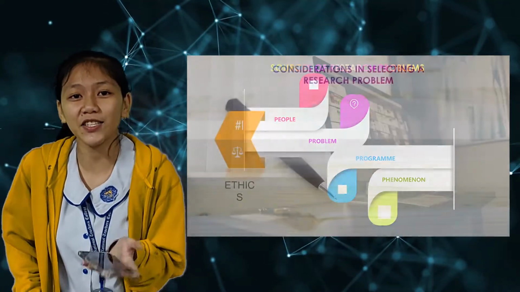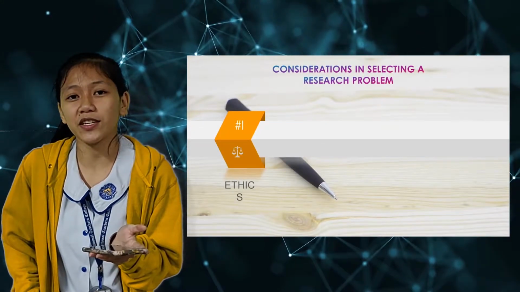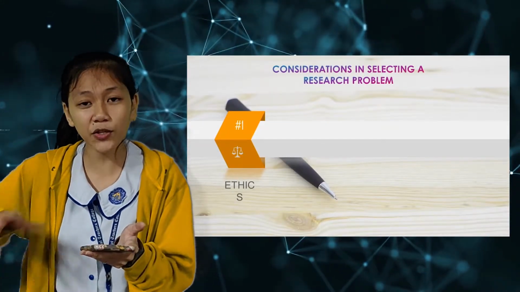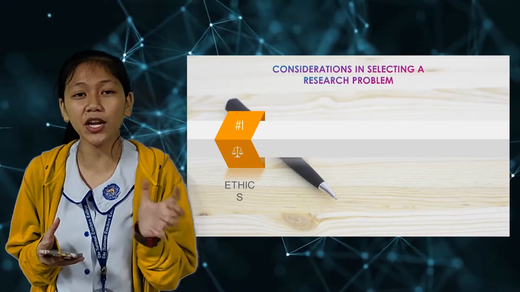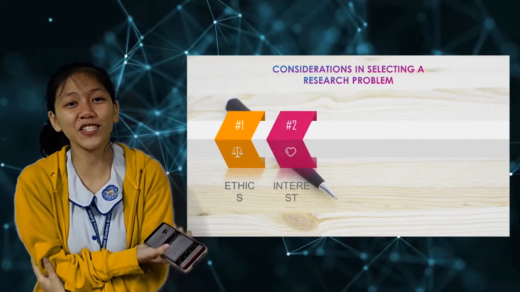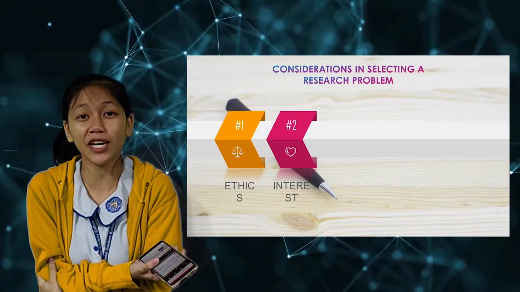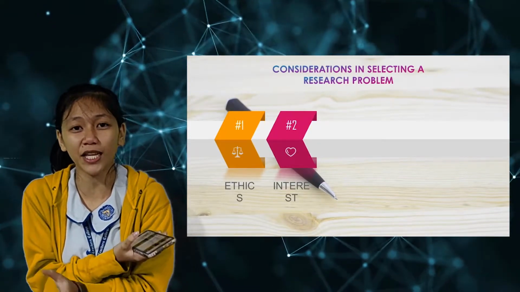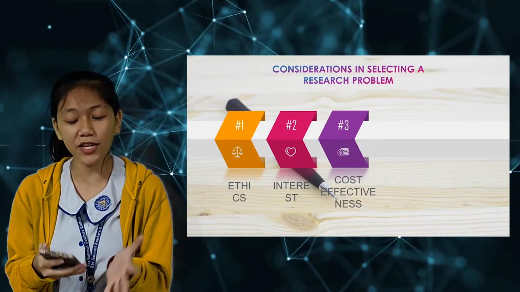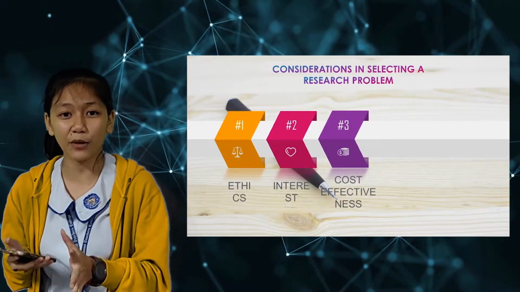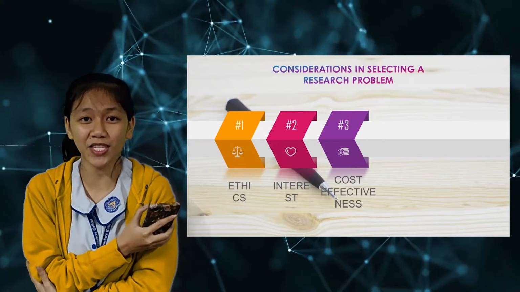In formulating a research problem, there are 5 things to consider. First is the ethics. We need to consider if the project will be acceptable to the respondents. It should not be offensive. Second thing to consider in formulating a research problem is your interest. It should fit your interest to avoid lazy times. Third is the cost effectiveness. We should consider if the resources invested will be worth the outcome, and it shouldn't be too expensive.